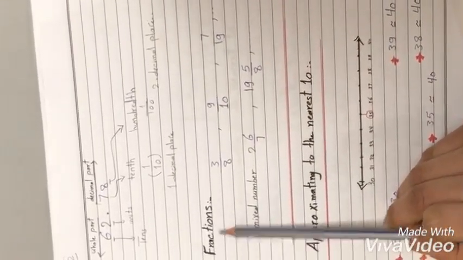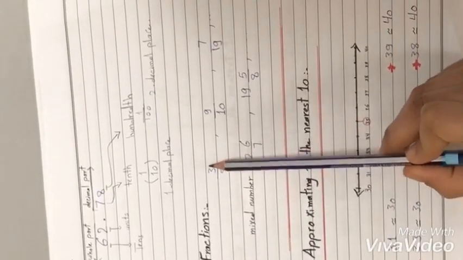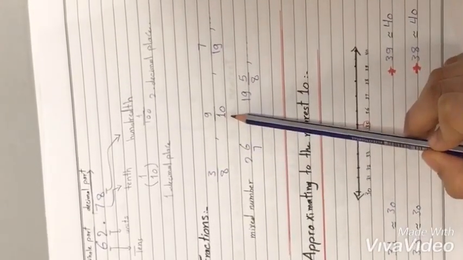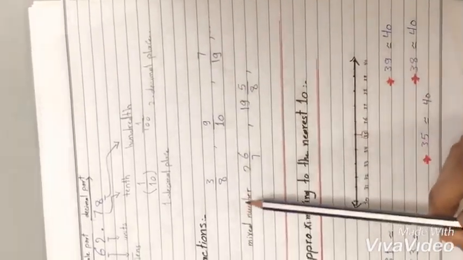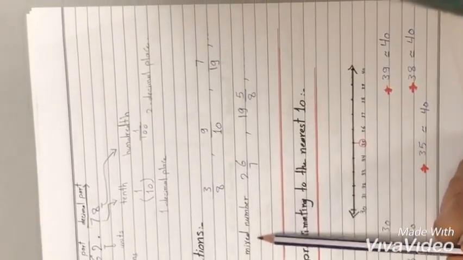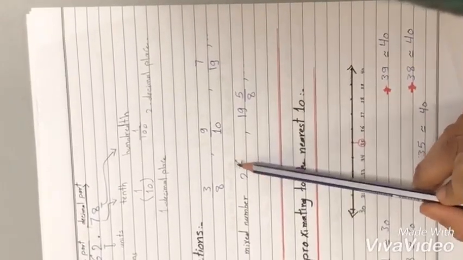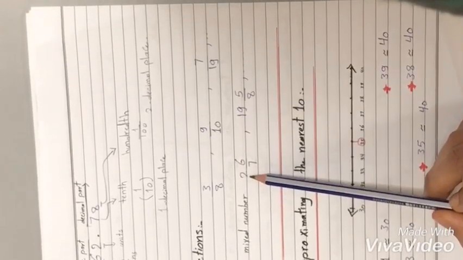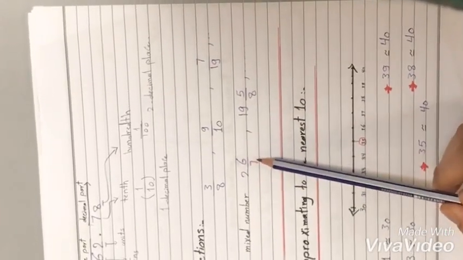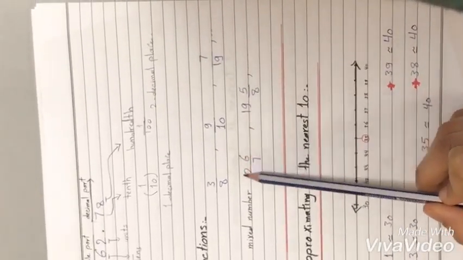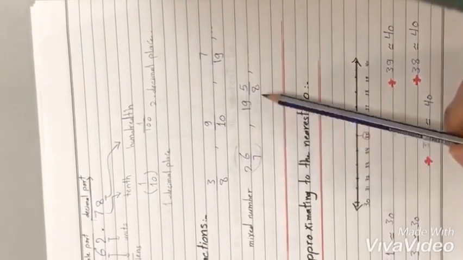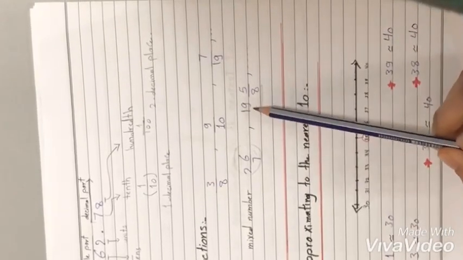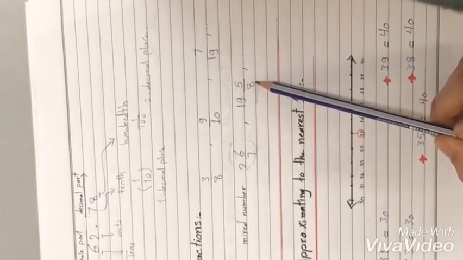The third is fractions. Fractions like 3 over 8, 9 over 10, 7 over 19 and so on. And I have a new type of fraction, mixed number. A mixed number consists of a whole number and a fraction. The whole number here is 2 and this fraction is 6 over 7. And this mixed number I can read as 2 and 6 over 7. This mixed number I can read as 19 and 5 over 8.